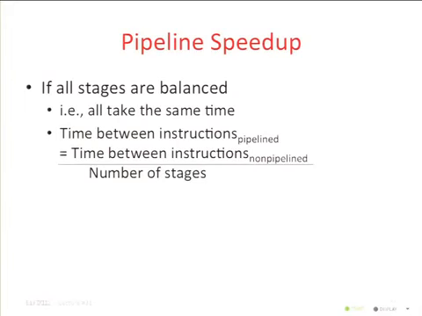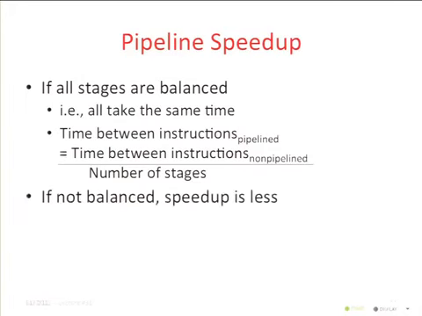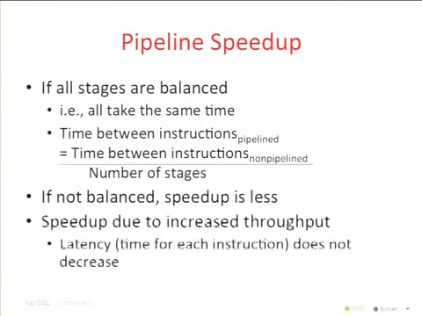Okay, so for example, in the case we looked at, we started at 800, we ended up at 200, even though we had 5 stages, and that's because some of the stages were shorter than others, right? We had these 2 100 picosecond stages, okay? And the other thing to remember is, the time from when an instruction shows up to the time it gets executed doesn't change, right? So the latency, the amount of time it takes to execute a given instruction, hasn't changed. In fact, it's arguably gotten slightly worse, okay?